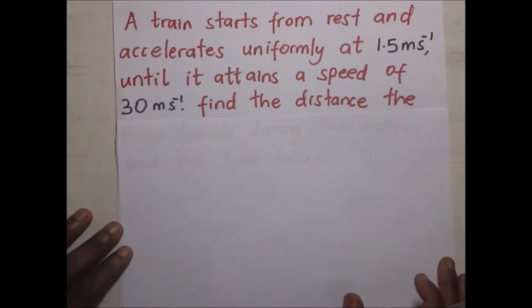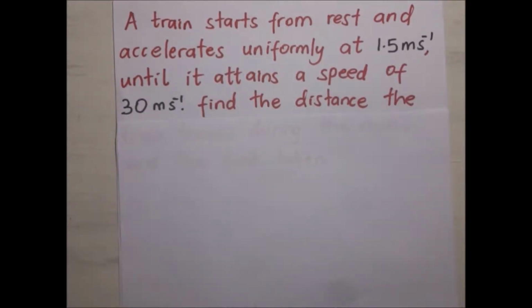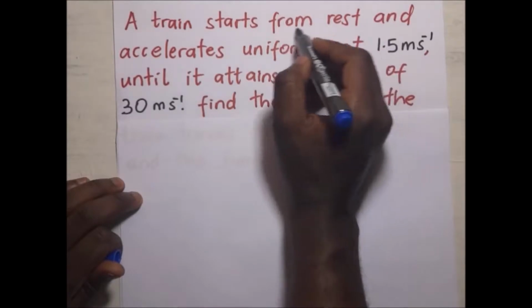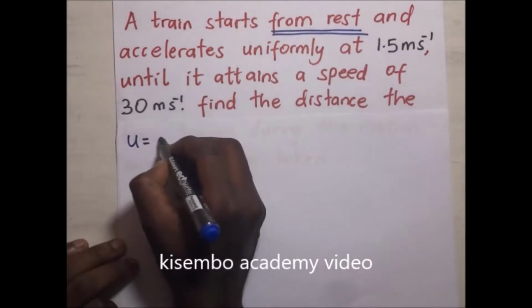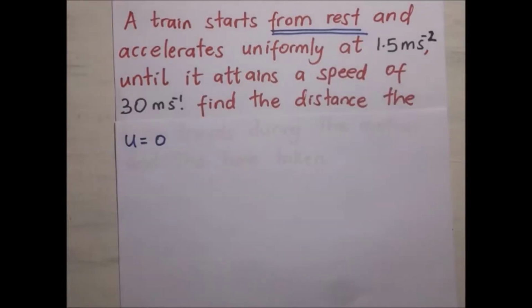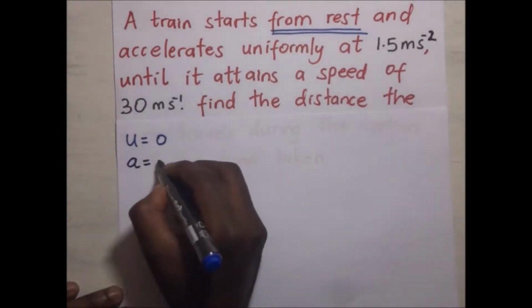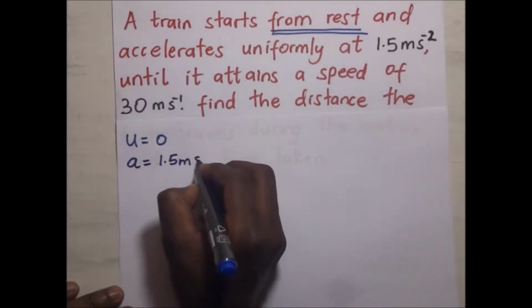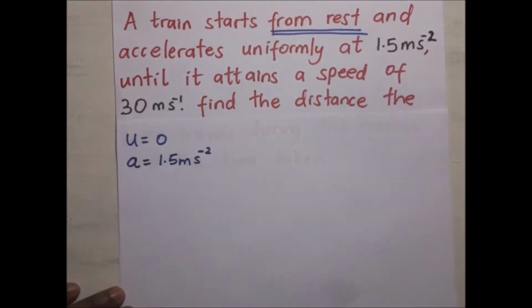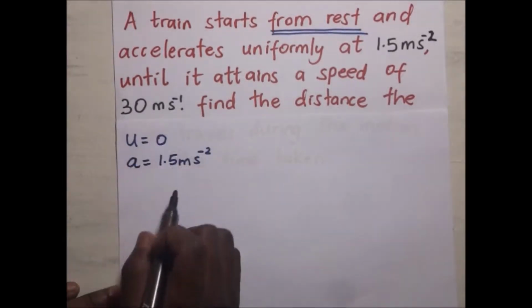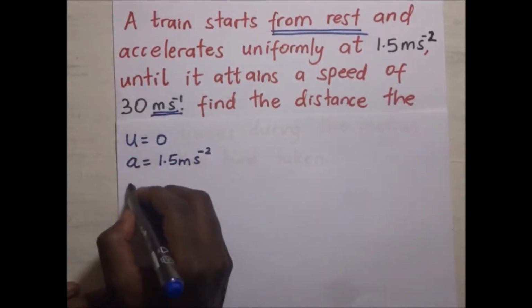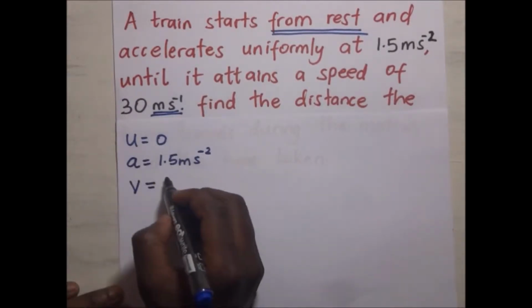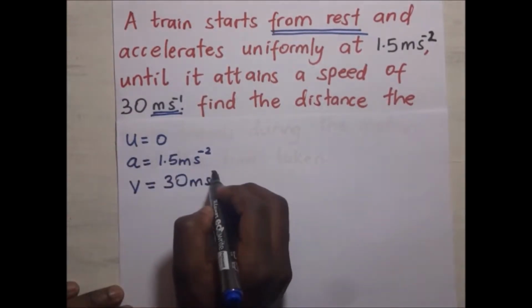So now the question says that a train starts from rest. Now when they say that a train is starting from rest, it means that its initial velocity u is equal to 0 because it's starting from rest. And it accelerates uniformly at 1.5 meters per second squared, so its acceleration a is 1.5 meters per second squared, until it attains a speed of 30 meters per second. So this is the final velocity. It attains a final velocity v of 30 meters per second.